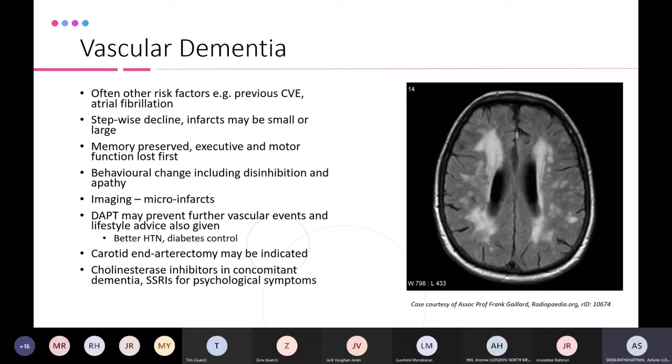Some patients might end up needing a carotid endarterectomy if they've got stenosis of the carotid arteries. And if they have any other sorts of dementias alongside vascular dementia, for example, Alzheimer's or Lewy body dementia, then you may consider adding on the cholinesterase inhibitors. And any psychological symptoms they may have, you would also add on SSRIs just to help control those too.